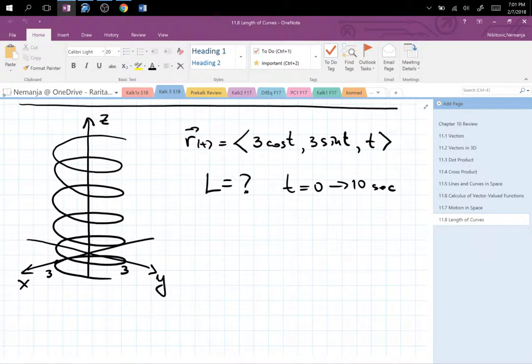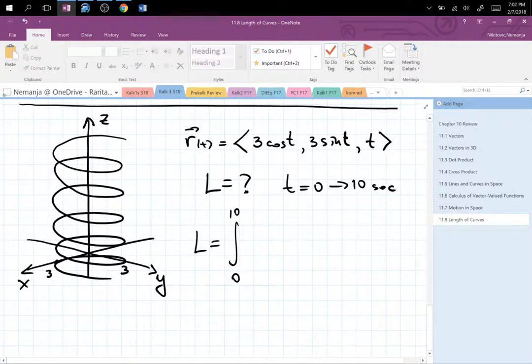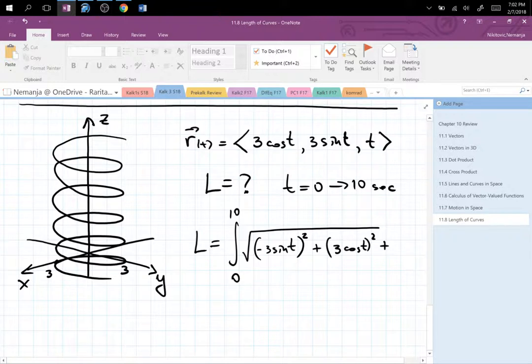All right, so let's see if this is going to hold up. So L equals the integral from a to b, so now that's 0 to 10, right, 10 seconds. Square root of the derivative of 3 cosine t is negative 3 sine t, squared, plus 3 cosine t squared, and then plus the derivative of t is 1, so it's just 1 squared, which is 1, dt.